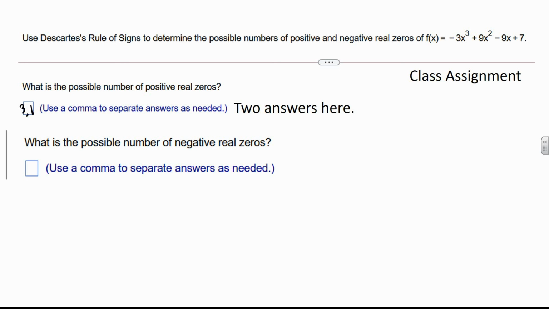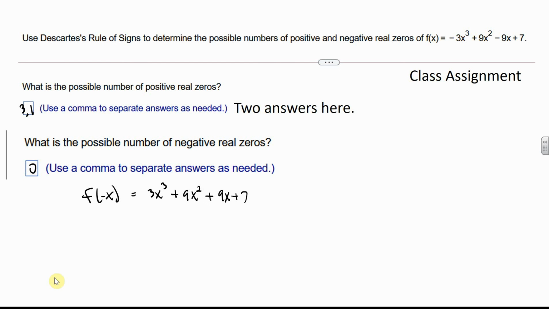I got 0. What did you get? Maggie? You got 0 too? Replace the x with negative x. So we get f of negative x. So that's going to be negative times negative there. So that'll be positive 3x to the third. Positive powers always stay positive, so it's just plus 9x squared. That changes signs. That becomes plus 9x plus 7. There's no sign change, so it's 0. Right?